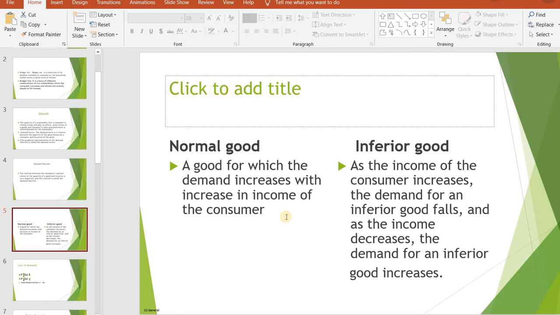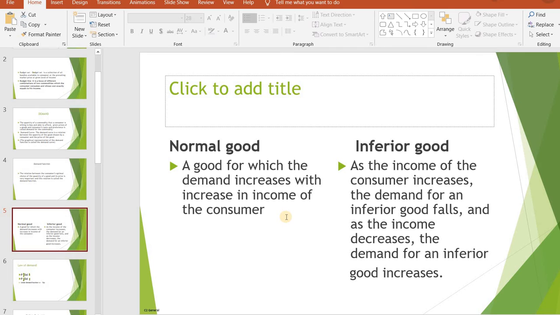Okay, another one is inferior goods. What is an inferior good? As the income of the consumer increases, the demand for an inferior good falls. Means your income is increasing, so such goods you will buy in less quantity. We know some people, when they have less income, will buy from the footpath or shops like that. Okay, when their income increases, what will they do?